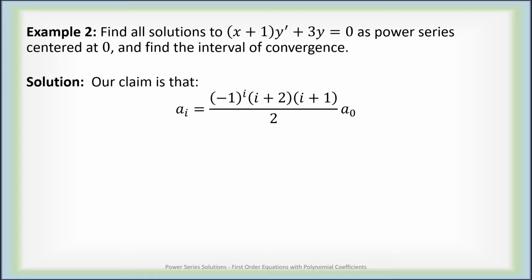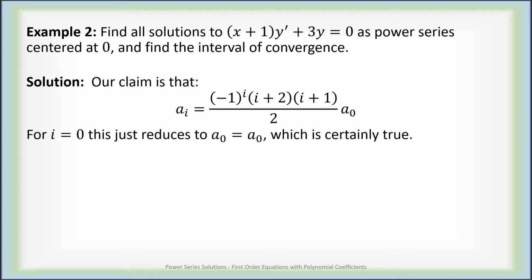So we have a claim that a_i is always this expression times a_0. For i equals 0, this does just reduce to a_0 equals a_0. Negative 1 to the 0 is 1. 2 times 1 over 2 is just 1, and you just get a_0 equals a_0. That's definitely true. Our base case is trivially true.